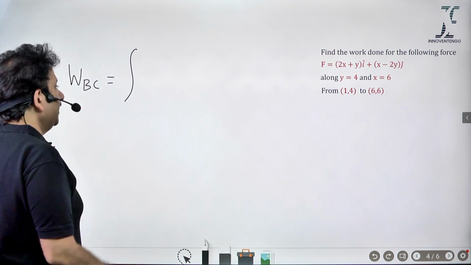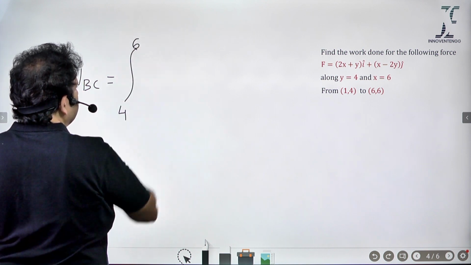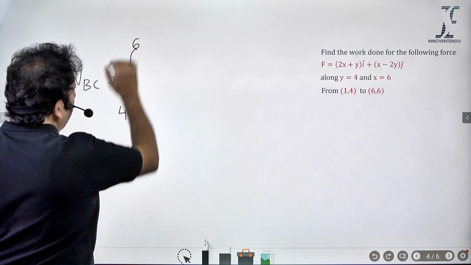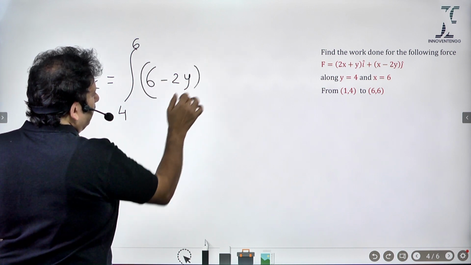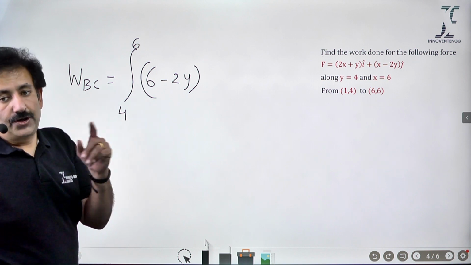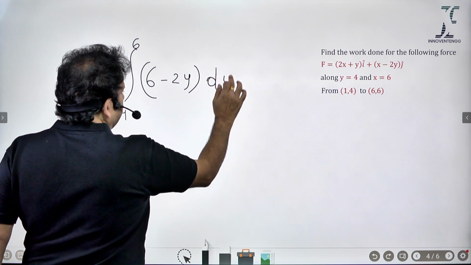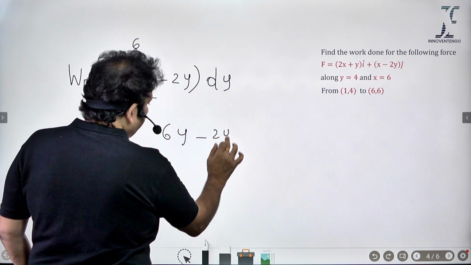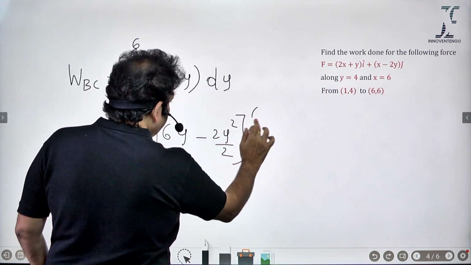First we did parallel to x-axis, and your limits are from 4 to 6, because first y was constant, so it remained 4. Now it got augmented to 6. So it is 6 minus 2y. I got x replaced by 6, because when you are moving along BC, your x coordinate remains 6 throughout. So therefore, this is dy. And if I integrate, I will get 6y minus 2y square by 2, and your limits are 4 to 6.